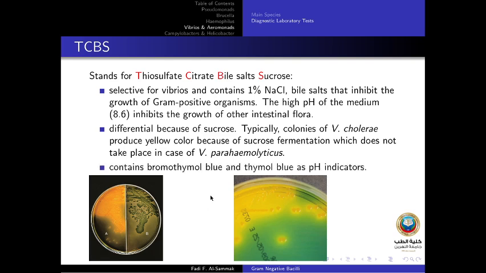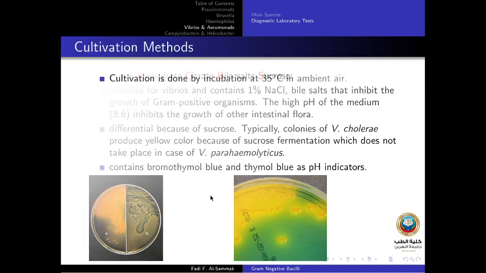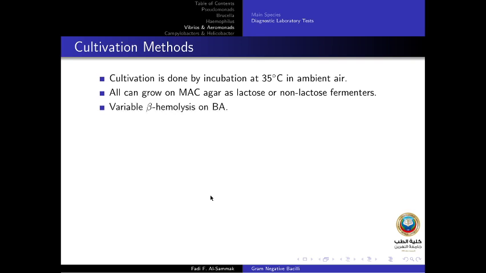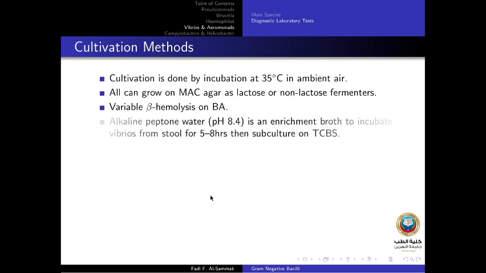The pH indicators used for this type of media are bromothymol blue and thymol blue. The cultivation is done by incubation at 35 in ambient air, and they can grow on MacConkey agar as lactose or non-lactose fermenters. There will be variable beta hemolysis on blood agar. Alkaline peptone water is an enrichment broth, and the pH is 8.4 to preserve the Vibrios.